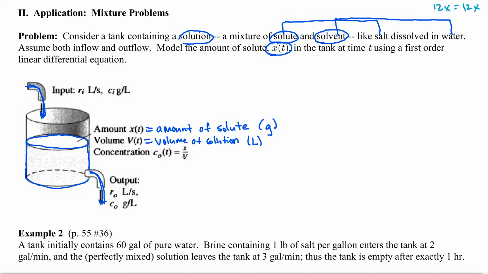Now, what affects the concentration in the tank is the inflow and the outflow. We need to consider a couple of things there. The first thing we need to consider is the rate of inflow. R sub I represents the rate of inflow.